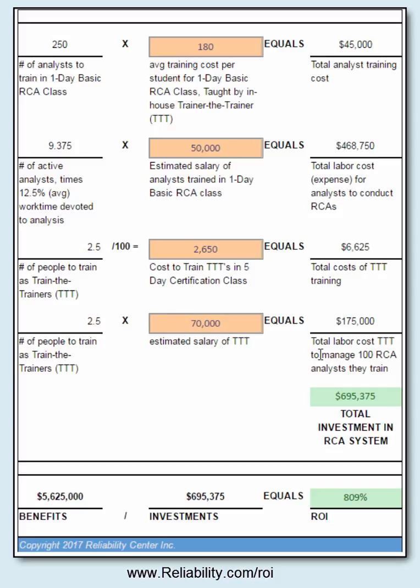So now we've taken into account the training cost for both of our people to be trained and our train-the-trainers, and we've taken into account the cost of taking them out of the field and applying the training, as well as being in the classroom. So now this ends up being our total investment in training these people. So now we take the easy calculation of the benefits divided by the investments, and we get a return on investment, in this case, of 809%.